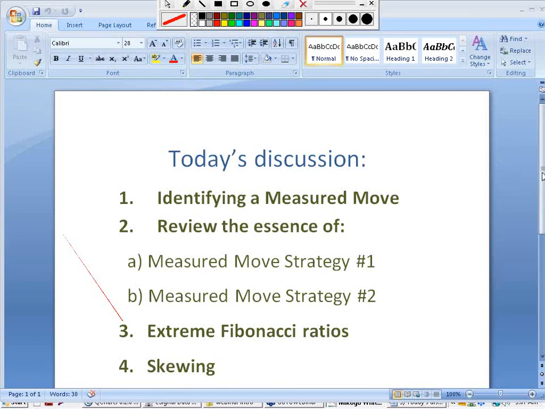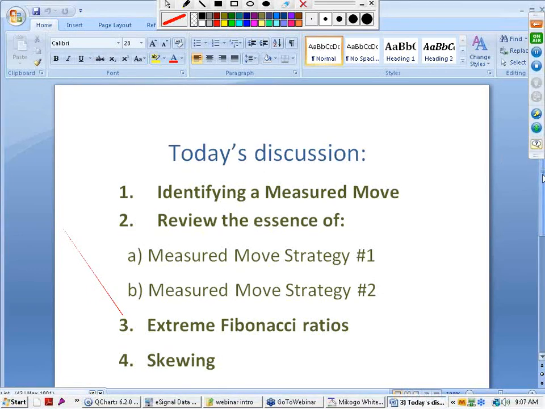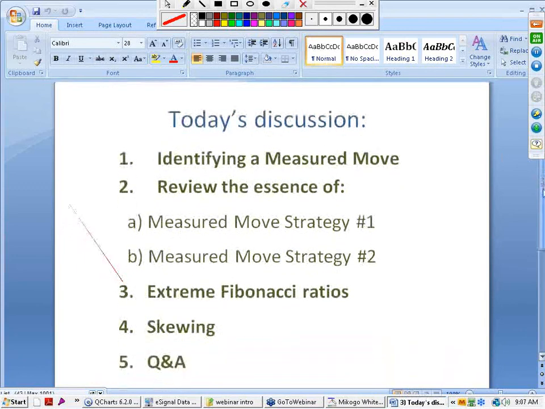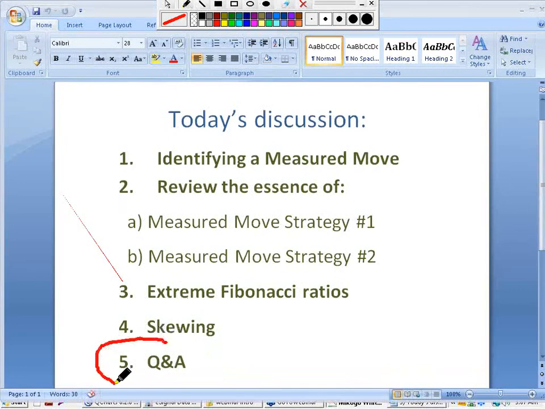Now, of course, if you want to do a breakout, you want to make sure the trend is still strong and stays strong. And if you want to pick a high or a low, you want the trend to be weakening. And finally, in the last 15 minutes of this hour, I will answer any questions that you may have. Okay?